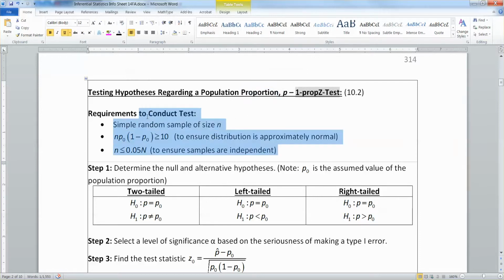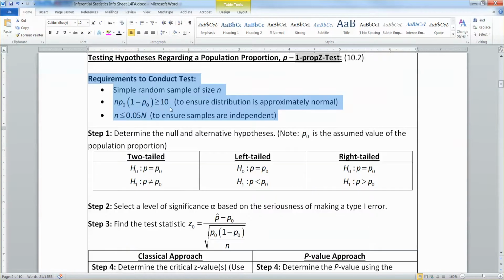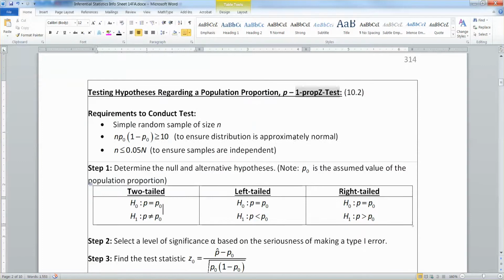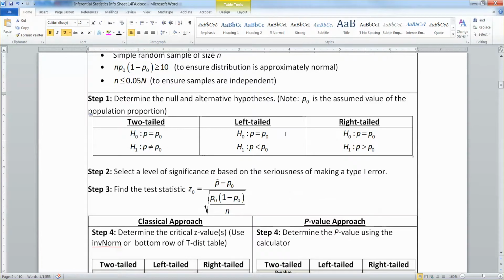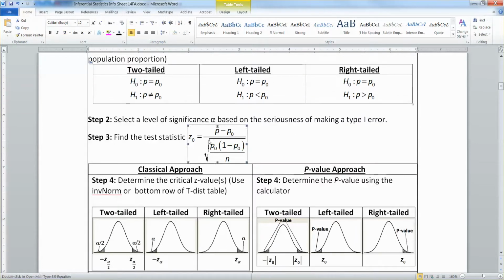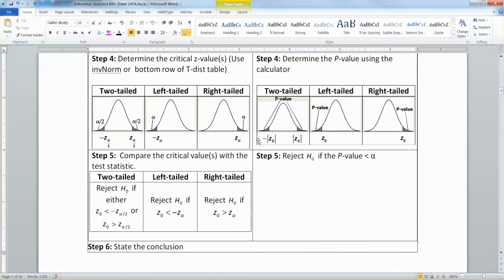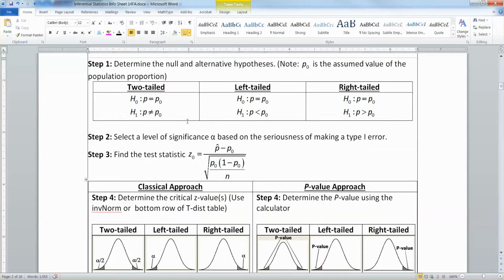Here are the requirements, which honestly we skip a lot of the time because we just assume we have them. Then you have to run your test with P as your parameter, not mu, not sigma, P. P for proportion. And remember that you use this one-prop Z test to get a lot of things out of the calculator, such as Z0 or P hat, stuff like that. Always remember that H0 is your null hypothesis, your zero hypothesis, the thing you assume to be true unless you can prove it otherwise.